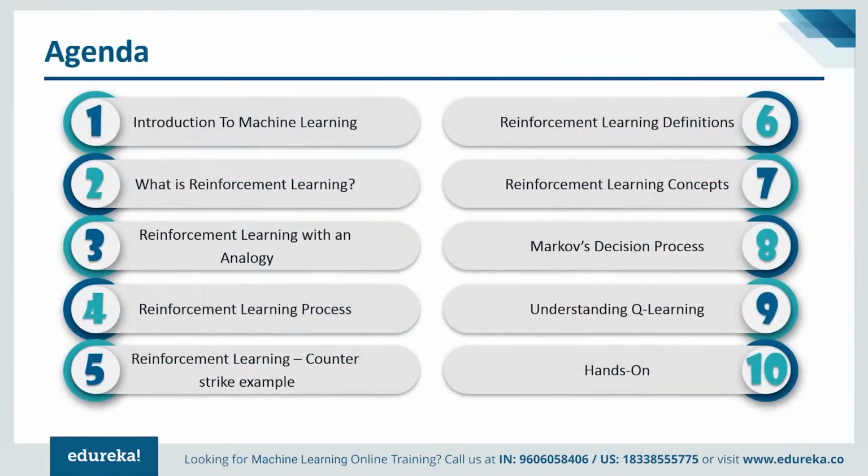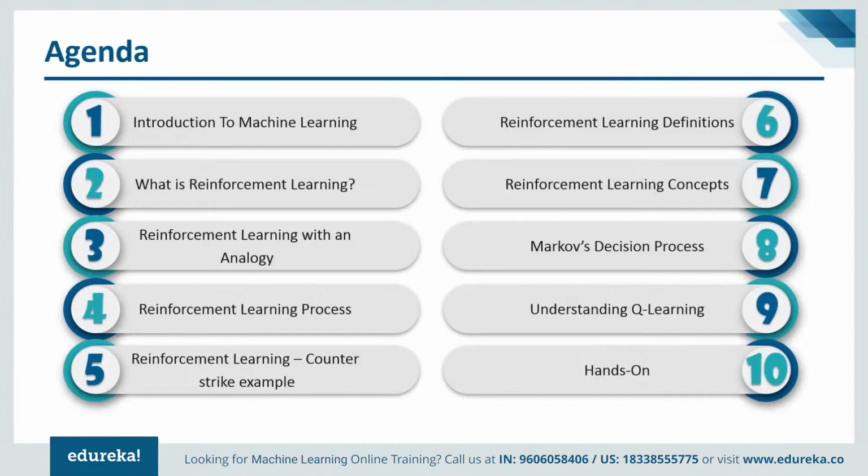So we're going to begin the session with an introduction to machine learning and the types of machine learning. After that, we'll discuss reinforcement learning in depth and we'll try to understand reinforcement learning with an analogy. Once we're done with that, we'll look at the reinforcement learning process and how it works. And then we'll try to relate the reinforcement learning process with a Counter-Strike example. Once we're done with that, we'll look at a few reinforcement learning definitions like agent, environment, action, and so on.